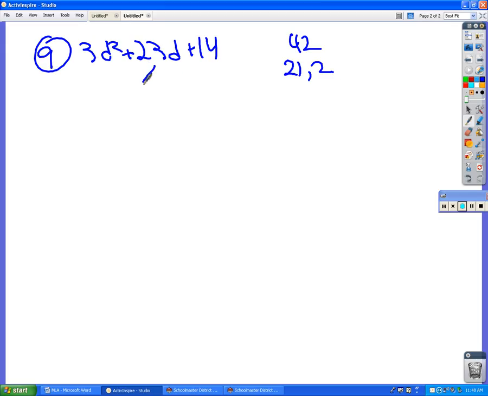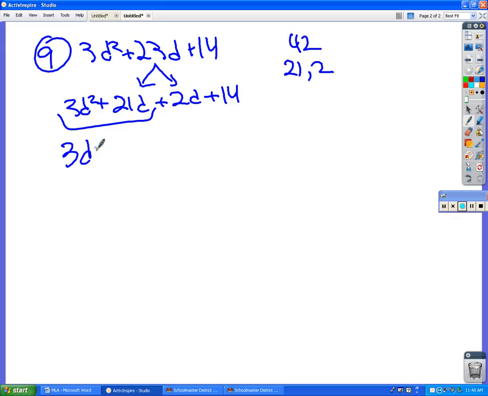So that lets me break this one down into 21D and 2D, like Jacob said. Okay, so now if I look at these two terms right here, 3D squared plus 21D, what can I factor out of both of those? A 3, because 3 goes into both 3 and 21 evenly. And a D, because they both have a D. So 3D, coming at you. So 3D times what is 3D squared? D. And 3D times what is 21D? 7.